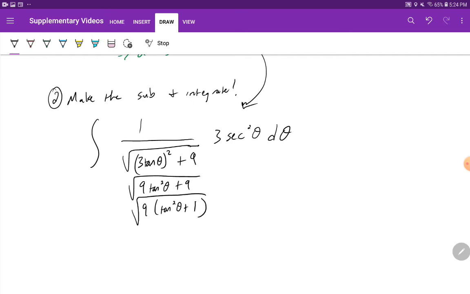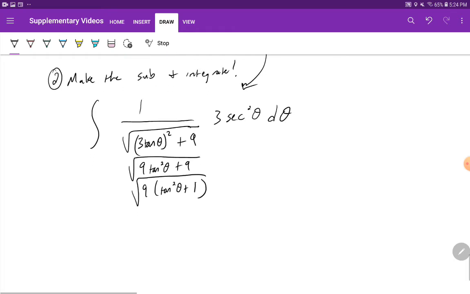And if you guys remember, right, with roots, it's like being raised to the 1/2 power. So what is this? This is actually 3 square root of secant squared theta. You see what I did there? I used the trig identity: tan squared of theta plus 1 is equal to secant squared.